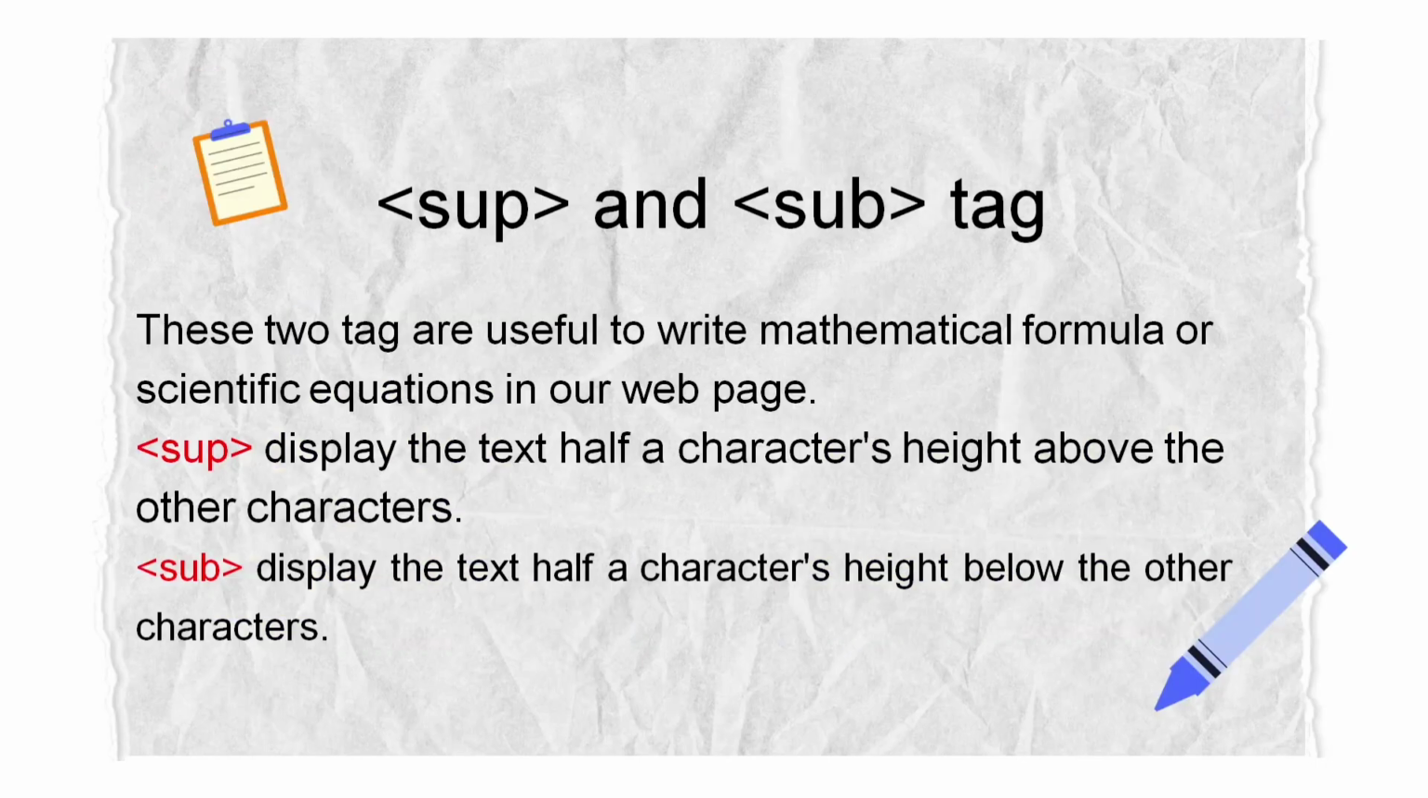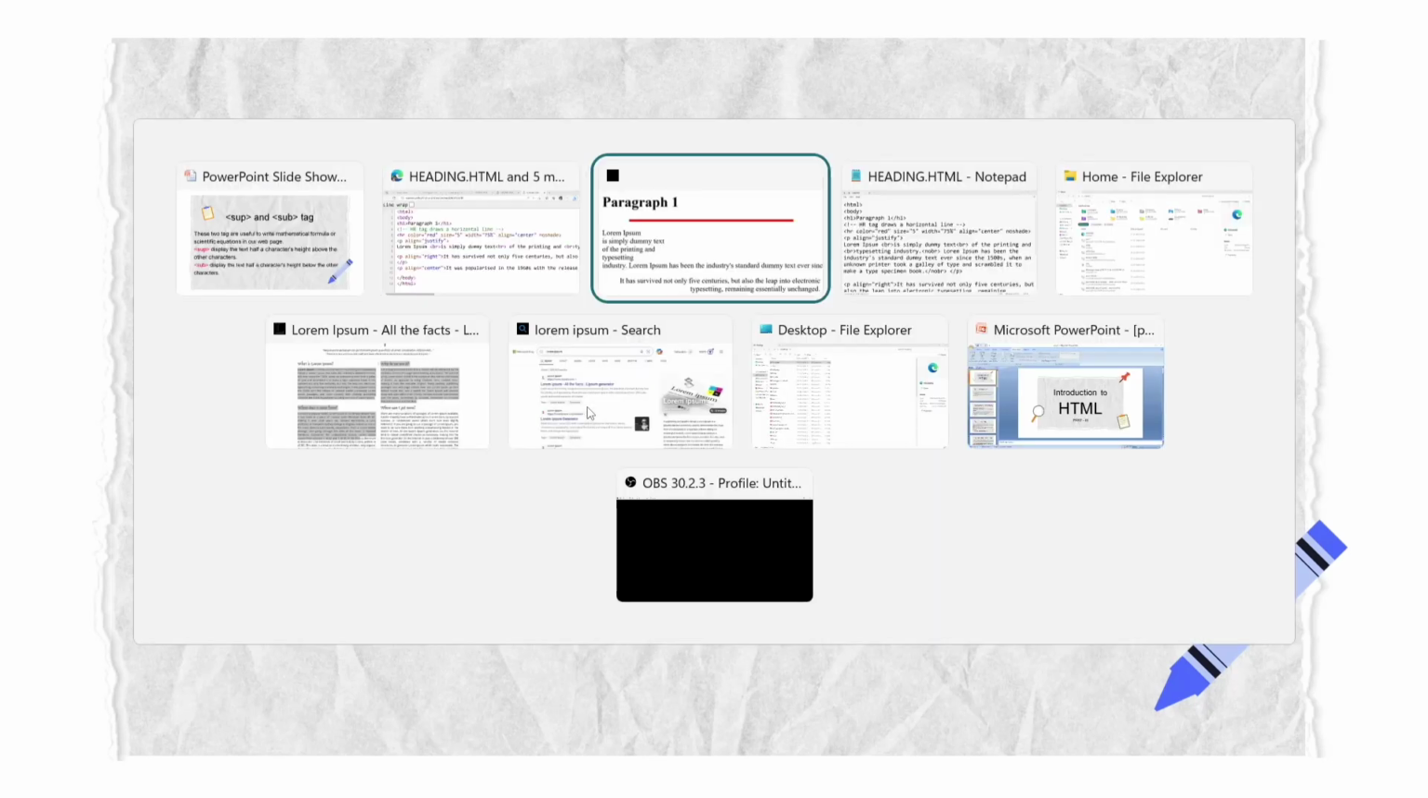And SUP and SUB also come under formatting tags. These are used to write mathematical formulas and scientific equations. SUP is used to write the text a little above the line, and SUB is used to write the text at half of the character's height below the character, meaning a little below. For example, CO2 uses SUB and SUP is like x square plus y square. So let's try SUP and SUB.